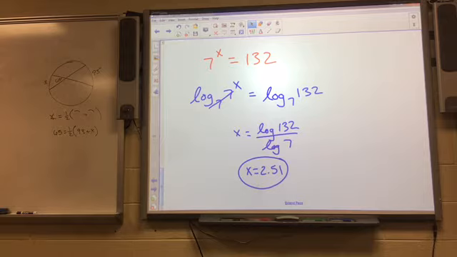So you can see how we're using these logarithms. That's a problem that we never would have been able to solve before we learned logarithms. Questions so far? I've got one more example for you, and then we'll do some problems for the rest of the class. Example 3.